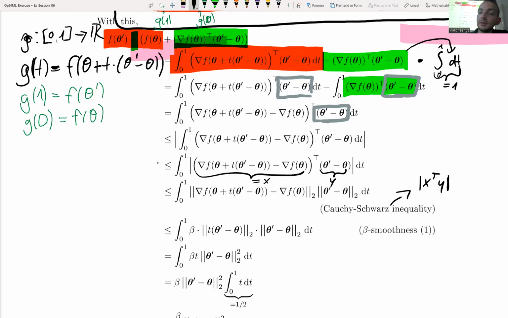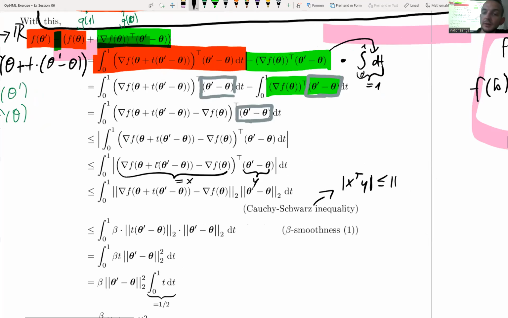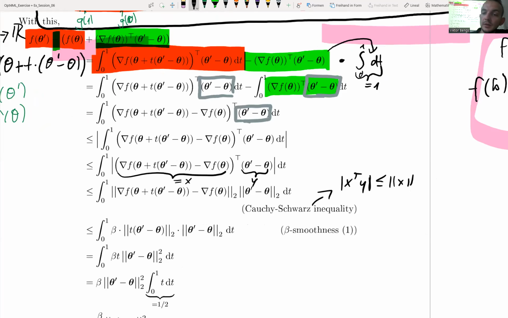And Cauchy-Schwarz is telling us that the absolute value of the inner product of any two vectors, doesn't matter, is always smaller than or equal to the product of their Euclidean norms. And this is what we get here. This is our Euclidean norm of the x vector, or what we called the x vector, and here the Euclidean norm of the y vector.